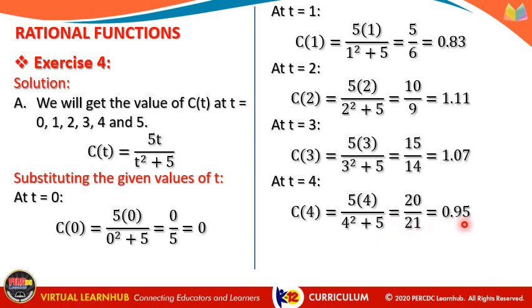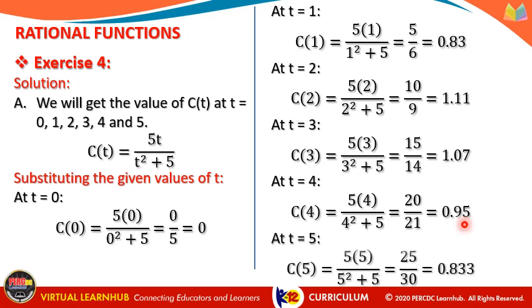And lastly, at t is 5, substitute natin yung 5 sa t, you'll get 5 times 5 over 5 squared plus 5, or simply 25 over 30. Converting that to numerical form, that is 0.83. So, yun lang. Isa-isahin lang nating ilagay yung mga values na sinabi sa tanong. So, yun na. Tapos na yung step A natin.